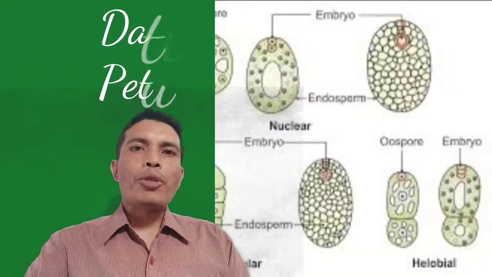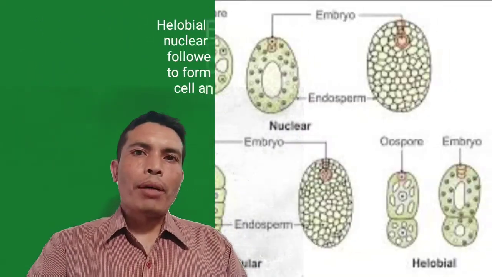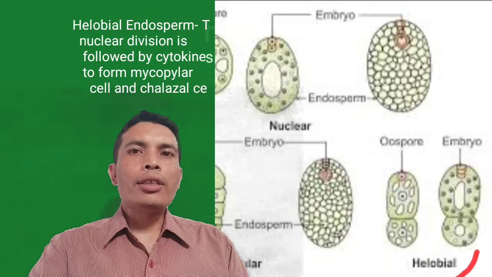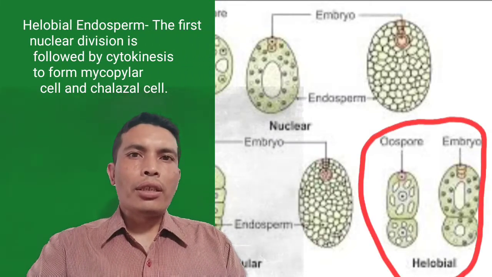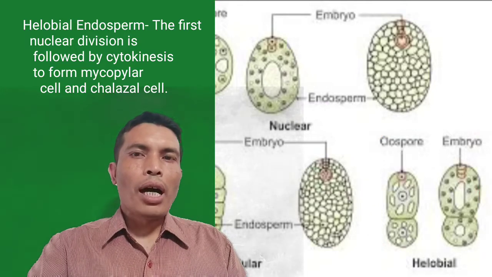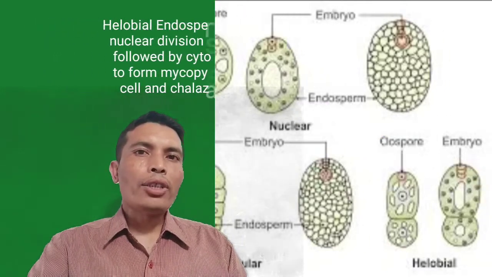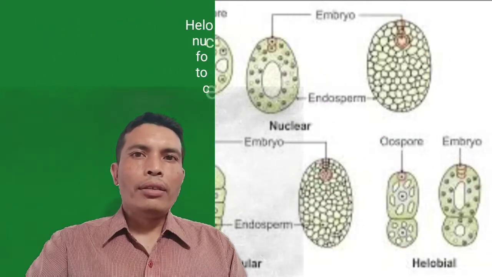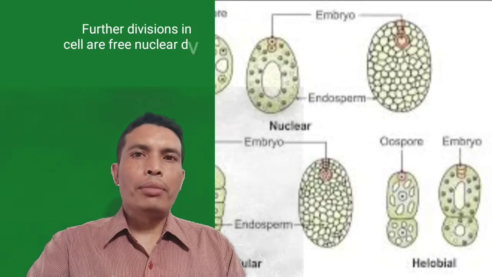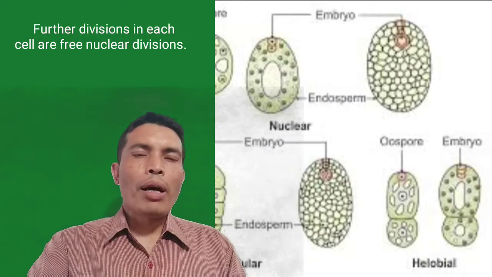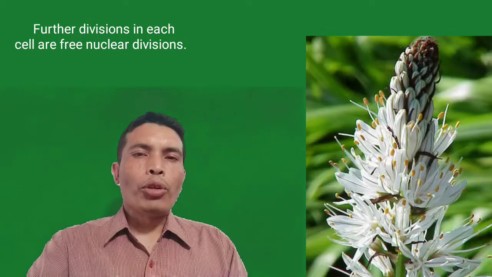The third type of endosperm is called helobial endosperm. It is an intermediate between cellular and nuclear endosperm. The first nuclear division is followed by cytokinesis to form unequal cells, the micropylar cell and the chalazal cell. Further divisions in each cell are free nuclear divisions. This type of endosperm is found in Asphodelus.